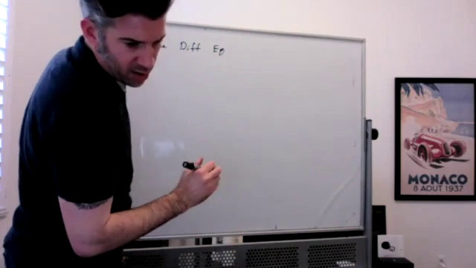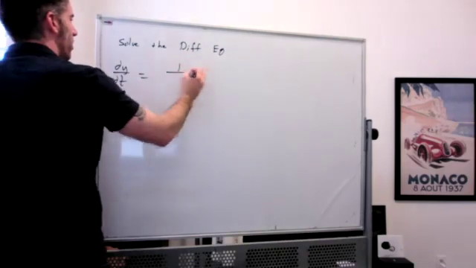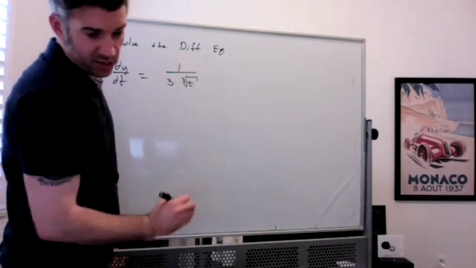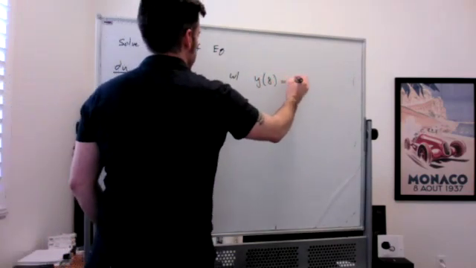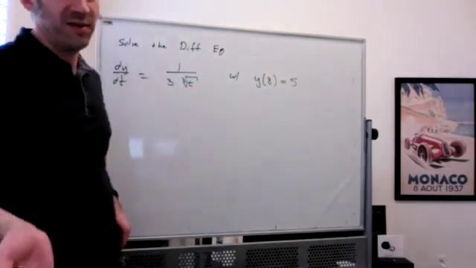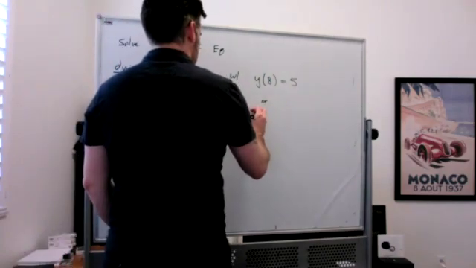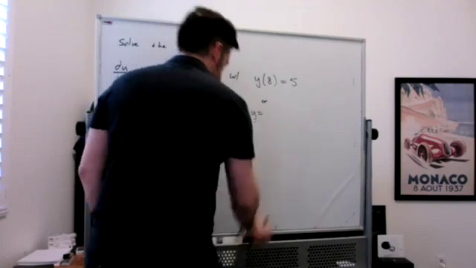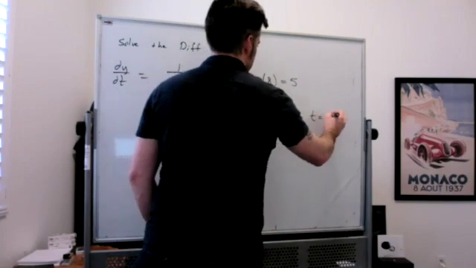What have I got here? dy/dt equal to 1 over 3 times the cube root of t, with the initial condition that y of 8 is equal to 5. Sometimes people will write the initial condition like this, or sometimes they'll even be nicer and say that y equals 5 when t is equal to 8.